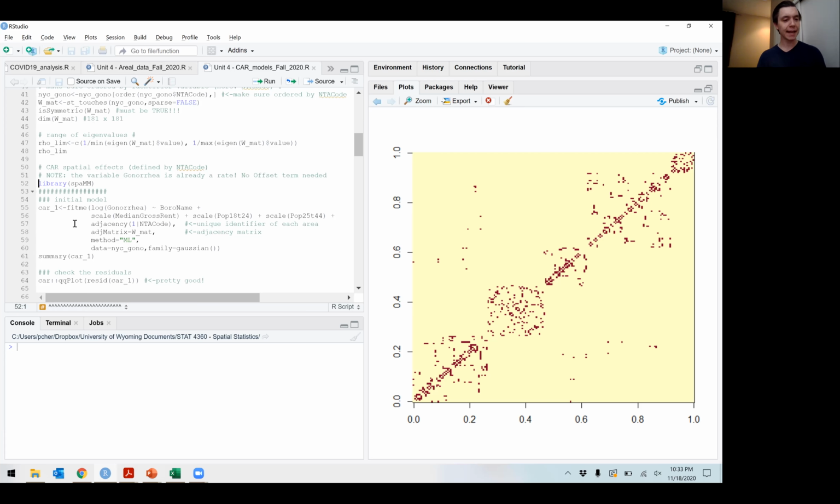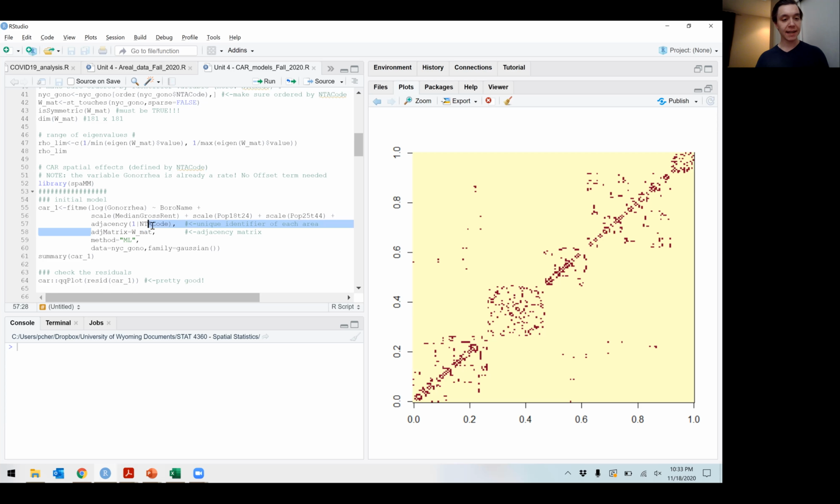Now, this SBAMM package is a newer package for spatial analysis, and it's the only one that I'm super familiar with that allows us to fit a conditional autoregressive model. Now, you will notice the code is very intuitive, right? This is just a regular R model, log gonorrhea. Here is the borough, median rent, centered and scaled, percent population 18 to 24, centered and scaled, percent population 25 to 44, centered and scaled. Here we get spatial. Adjacency, 1 vertical bar NTA code. We tell the R package that we have specified our adjacency using NTA codes as unique identifiers for each area.